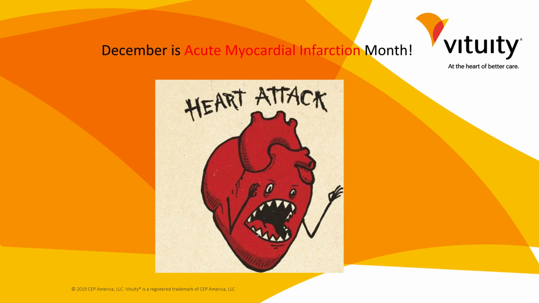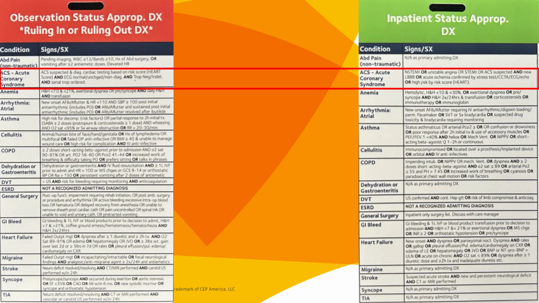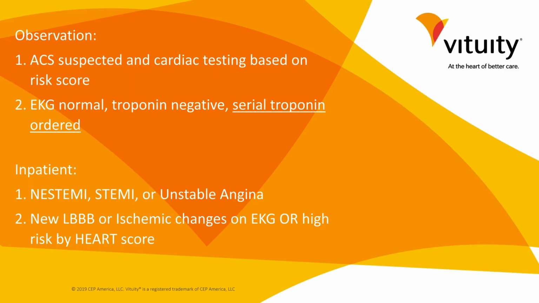Today, we'll focus on 1. Knowing what is required in order to admit an ACS rule-out as observation, and 2. What you need in your diagnostics and documentation to meet inpatient criteria for ACS. As always, we'll start with where AMI is located on your badge buddies. If you don't have a badge buddy by now, please reach out to your site's leadership team to ensure you get one since they're so helpful.